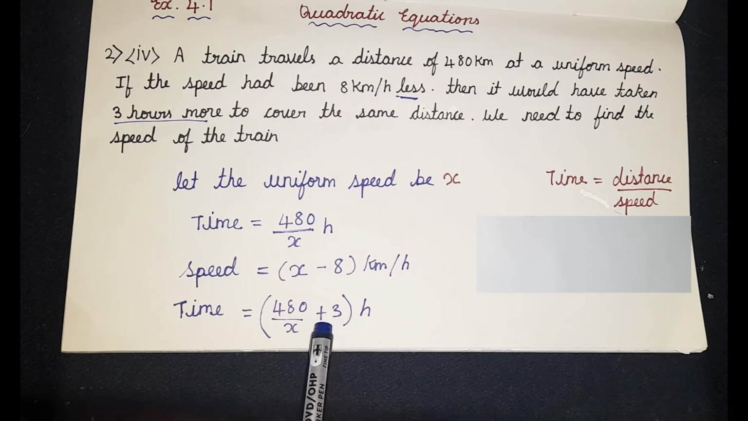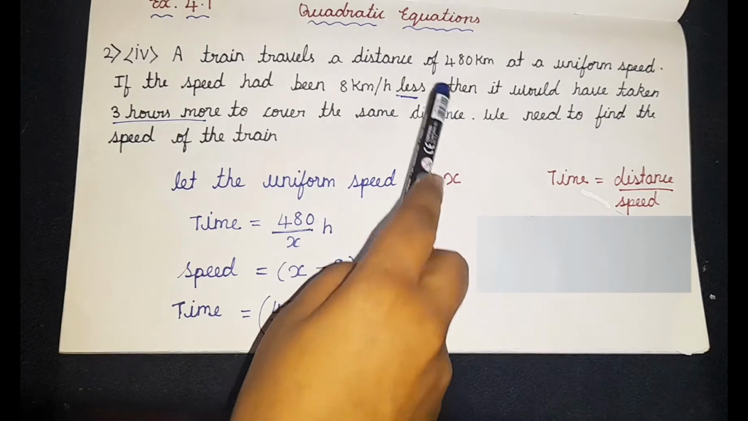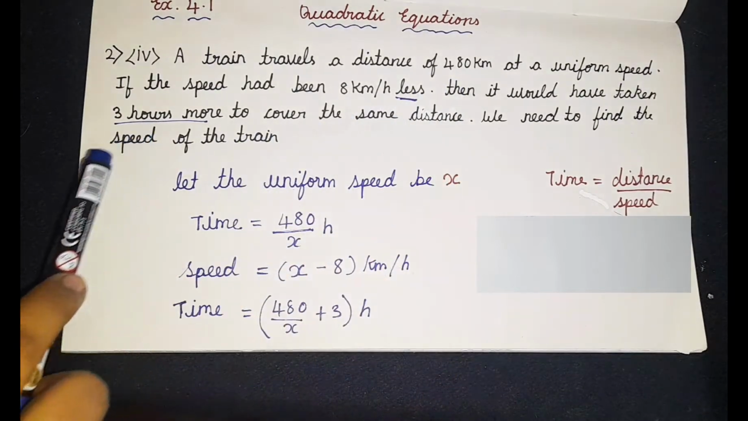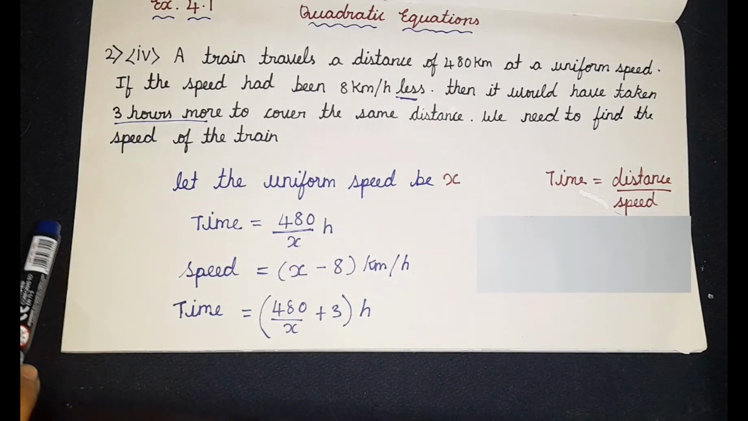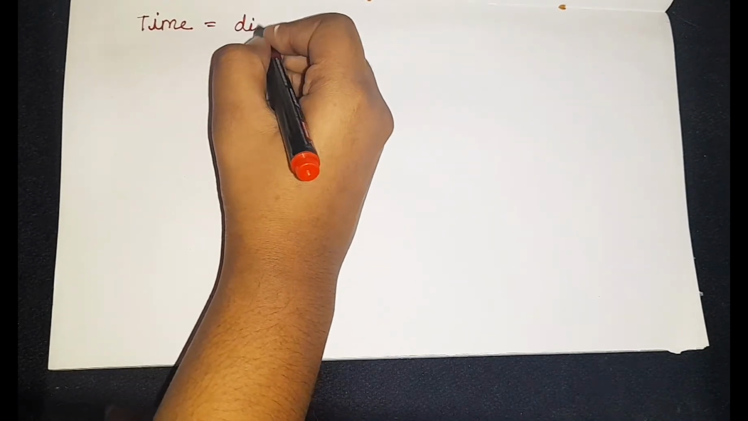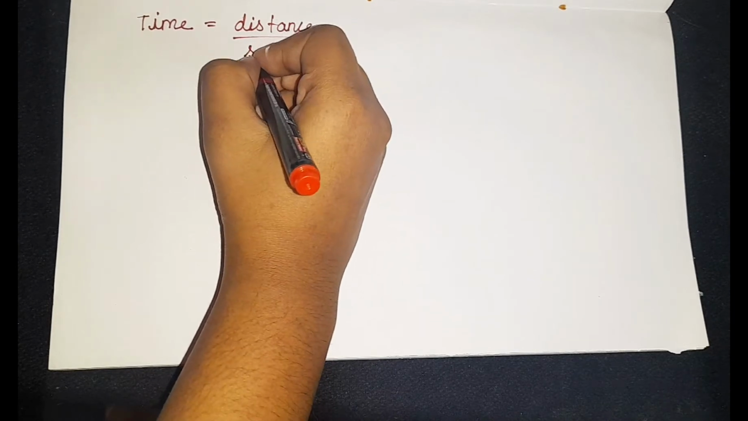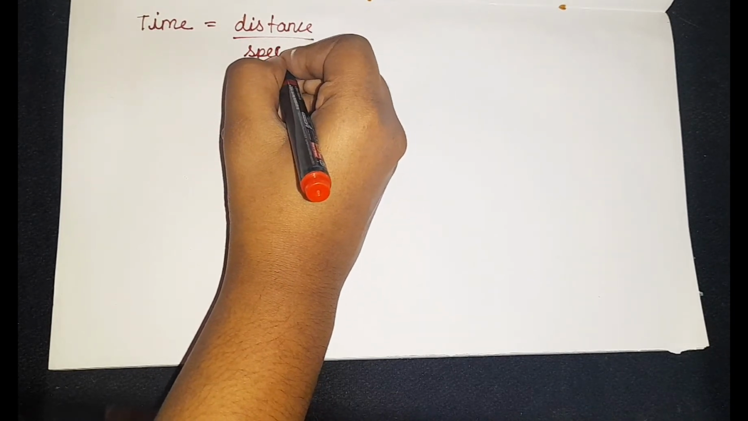So as you guys know, we got this time value, this speed value and the distance value, that is 480 kilometers. So for that we are going to be framing a new formula. First of all, for finding the time, we just applied this formula, am I right? That is time is equal to distance by speed.